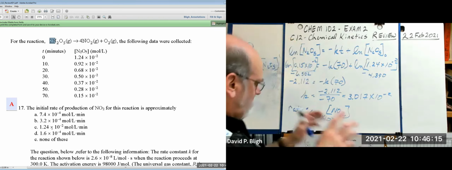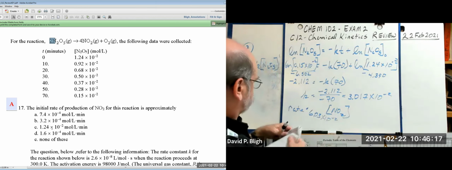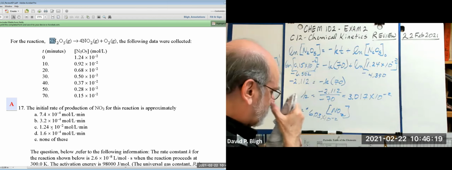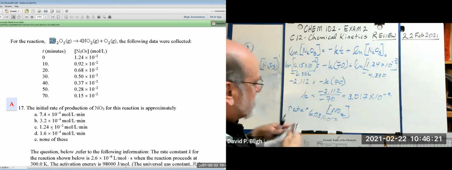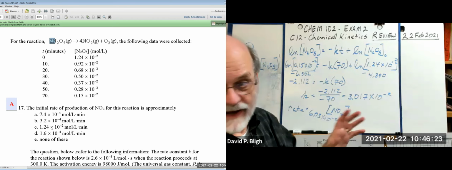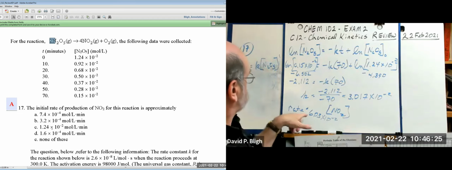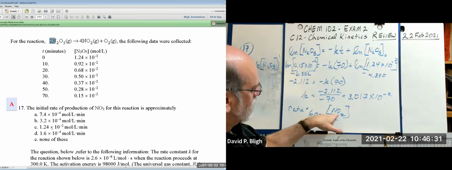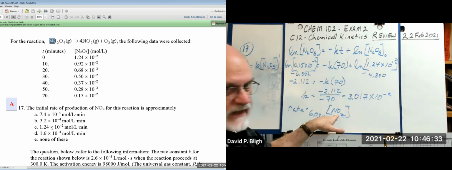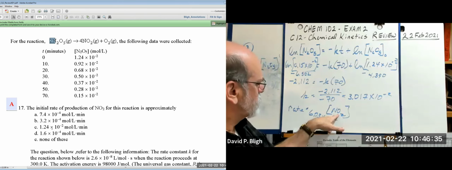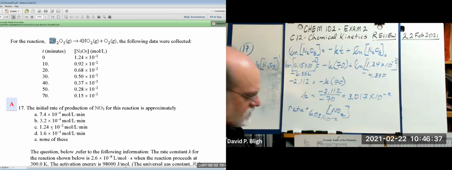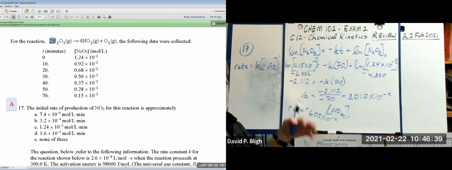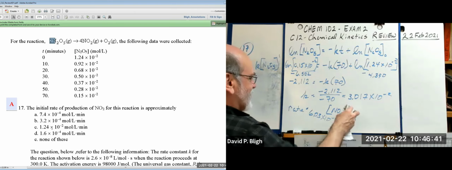Oh, all right. This is correct so far. I just didn't finish it. This is the correct K. But what's the rate? Well, we need the NO2. What's the NO2 at the beginning? Well, the NO2 is 0, so we can't do that calculation, right? 0 times that would be 0. All right.